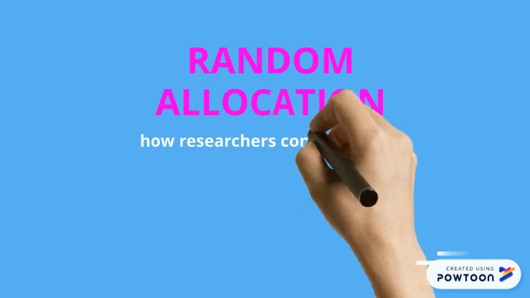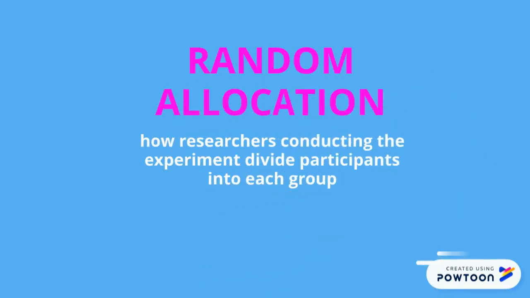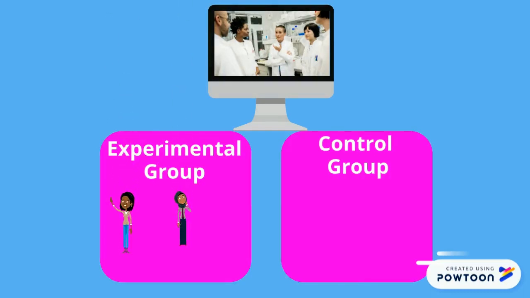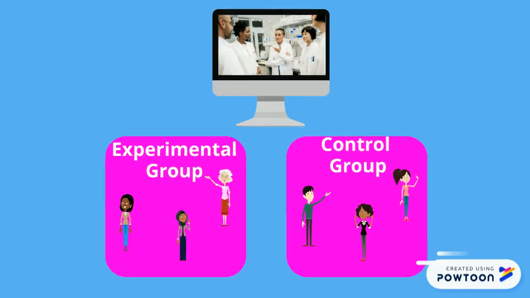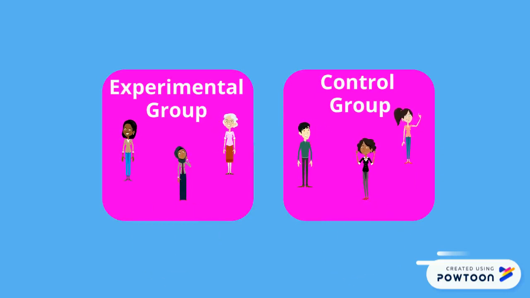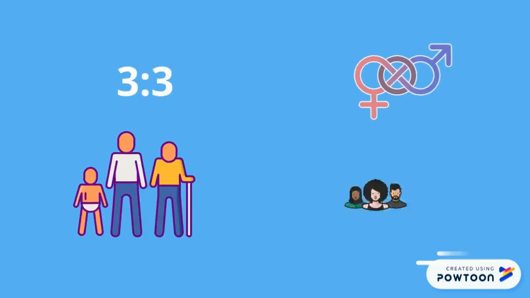Random allocation refers to how researchers conducting the experiment divide participants into each group to reduce selection bias. Think about it like flipping a coin to choose which group someone will go in. In the majority of studies, researchers use a computer-generated number method to assign people to groups. Those who are willing to partake in the study must accept whatever group they've been assigned to. Through random allocation, both groups will be similar to each other by the amount of people, gender, age, and ethnicity.